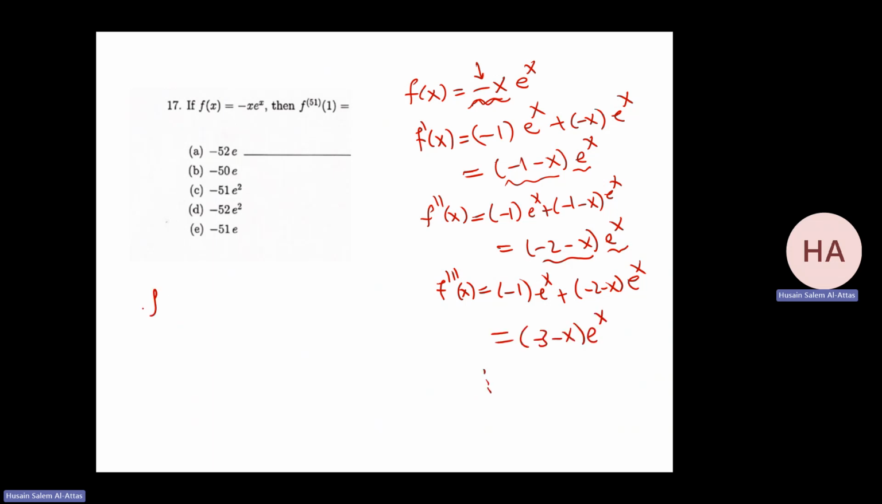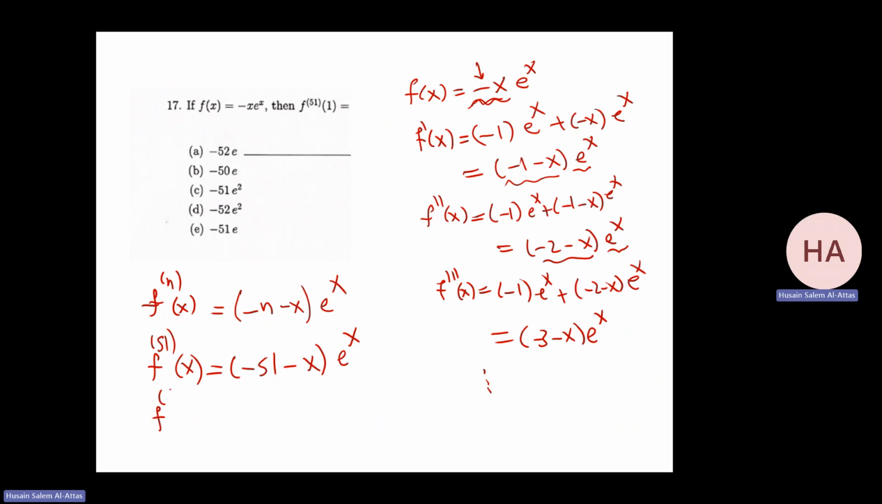Clear? What is the nth derivative? Very clear. It will be minus n minus x, times e to the power x. Now what does he want? He wants the 51st derivative. That will be minus 51 minus x e to the power x. I want this at x equal 1. So that will be minus 52 e to the power 1, which is e. So this will be my answer.